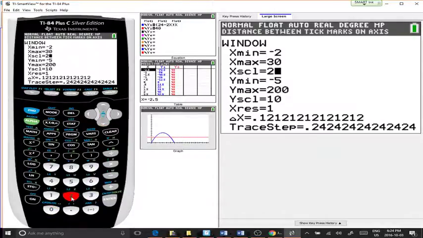Scale can go up by 2 probably. For the y-axis, negative area doesn't make sense. But the biggest area that you could probably get would be about, I don't know, say 100, or no, say 200. Go up by 200 is fine. So we hit graph here.